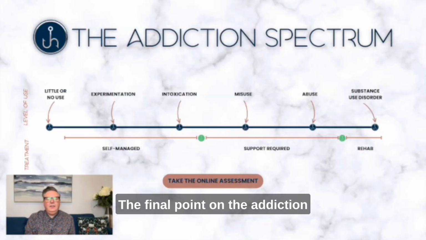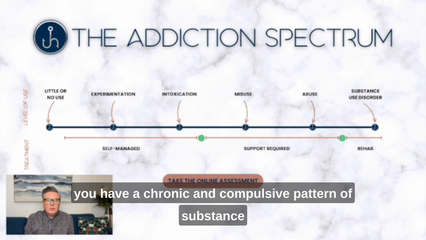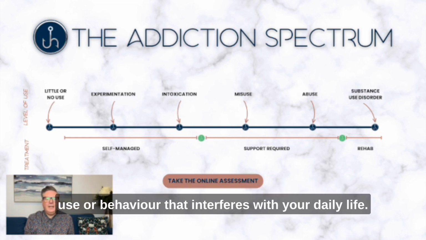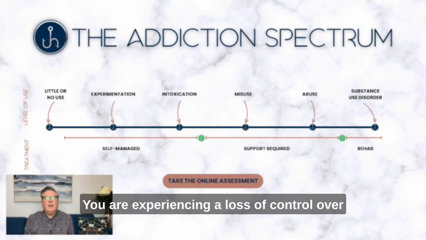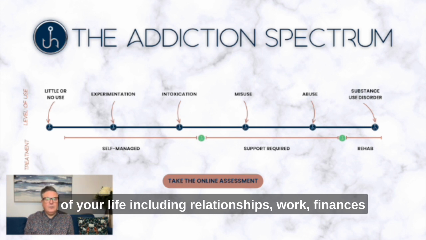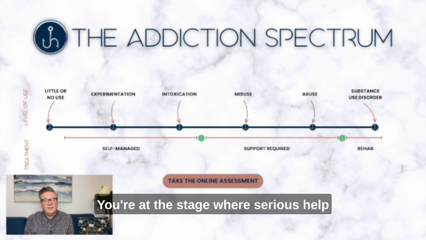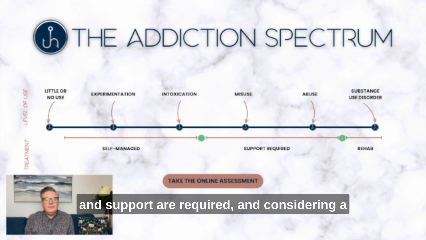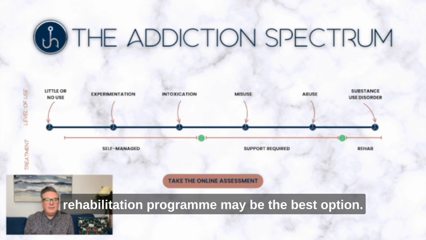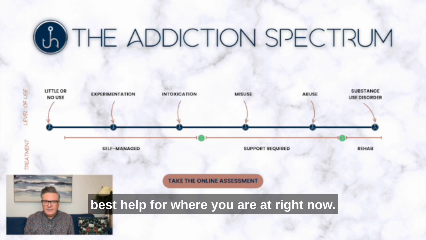The final point on the addiction spectrum is substance use disorder. This stage is the most severe and means that you have a chronic and compulsive pattern of substance use or behaviour that interferes with your daily life. You are experiencing a loss of control over your usage as well as continued use despite serious negative consequences. Your using will be affecting every area of your life, including relationships, work, finances, and physical and mental health. You're at the stage where serious help and support are required, and considering a rehabilitation program may be the best option. But firstly, get some professional support to give you the best help for where you're at right now.